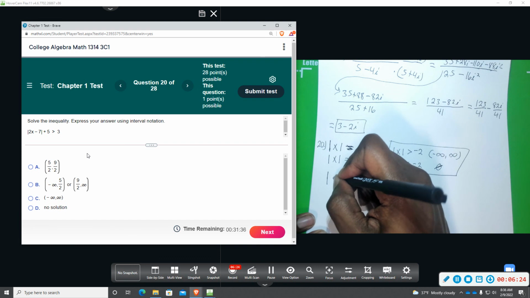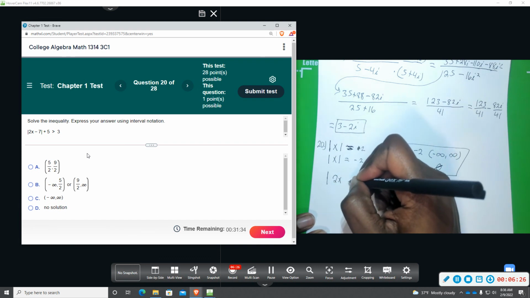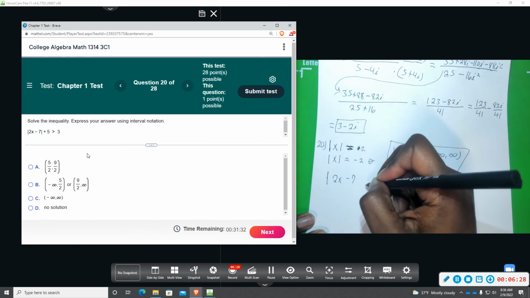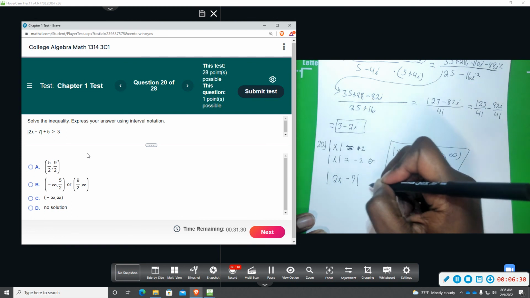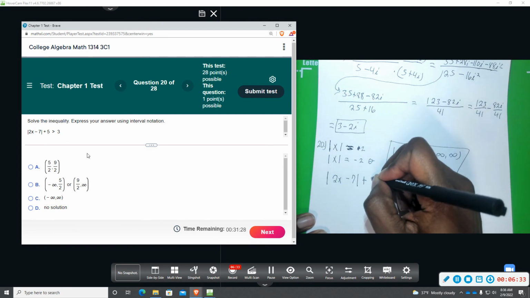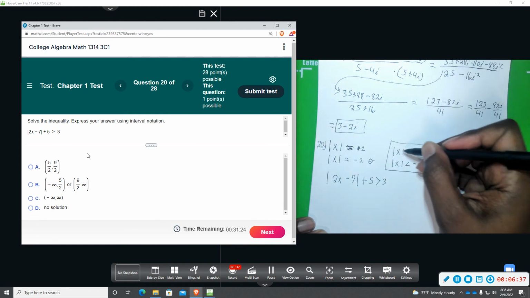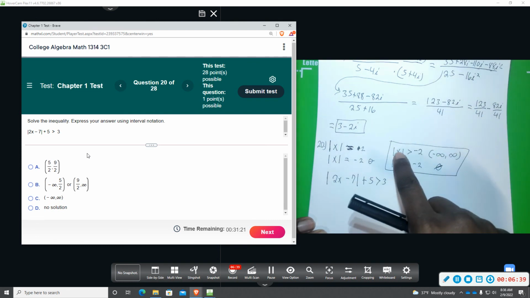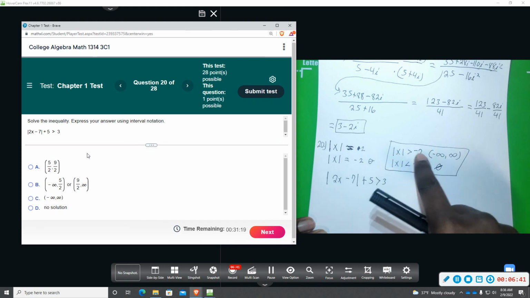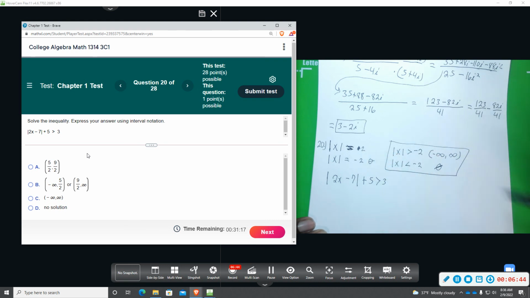So number 20, we have the absolute value of 2x minus 7, and then plus 5 is greater than 3. So let me just help a little bit and drive this point home. I'm going to put a couple different numbers here and show you that this is going to be a true statement 100% of the time.